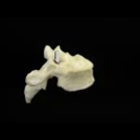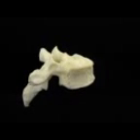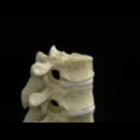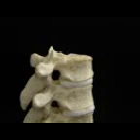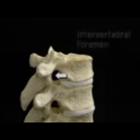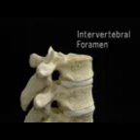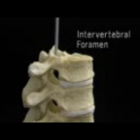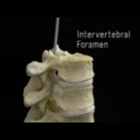There's a small notch in the upper edge of the pedicle and a larger notch in the lower edge. Together, the notches above and below form this opening on each side, the intervertebral foramen. A spinal nerve emerges through each intervertebral foramen.